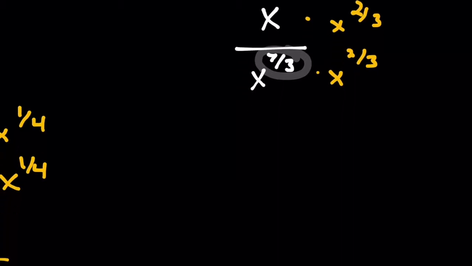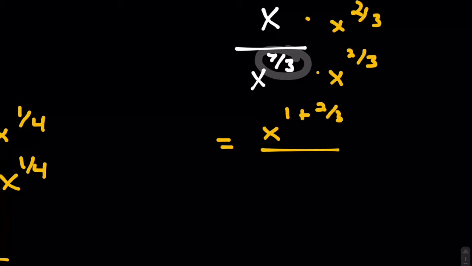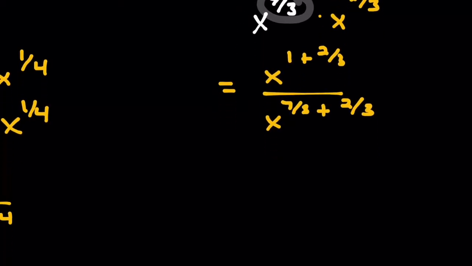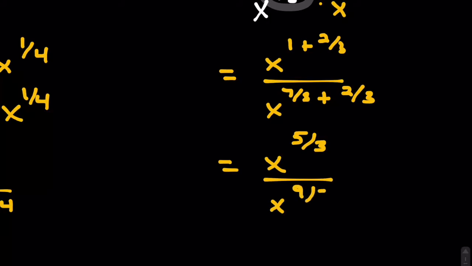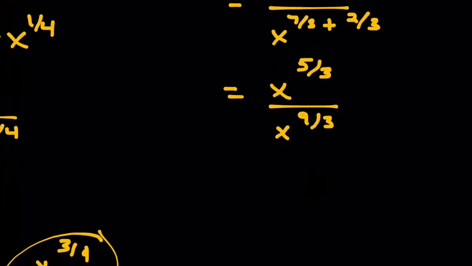Now, if you don't have an exponent with your variable, it's understood that the exponent is equal to 1. So in this case, we have x to the 1 plus 2/3. And down in the denominator, we're going to have x to the 7/3 plus that 2/3 again. Let's do our addition out now. That'll produce for us x to the 5/3 over x to the 9/3. Aha, 7 plus 2 is 9, and 9 can be divided by 3. As such, our final answer here is going to be x to the 5/3 over 9 divided by 3, x to the 3rd.